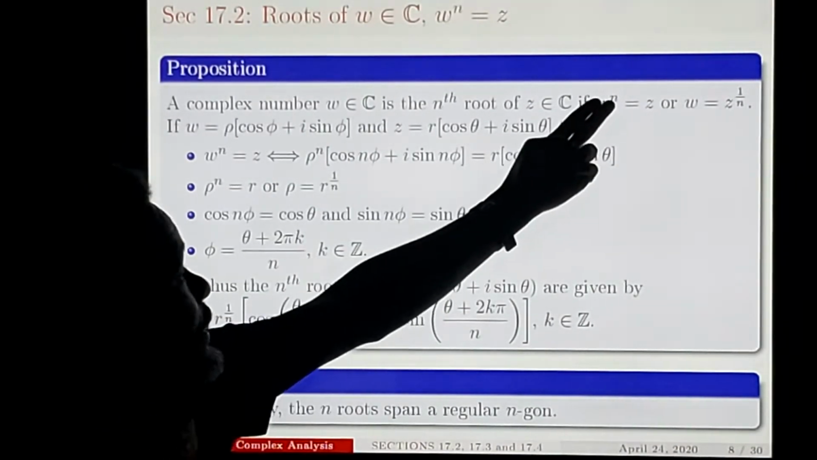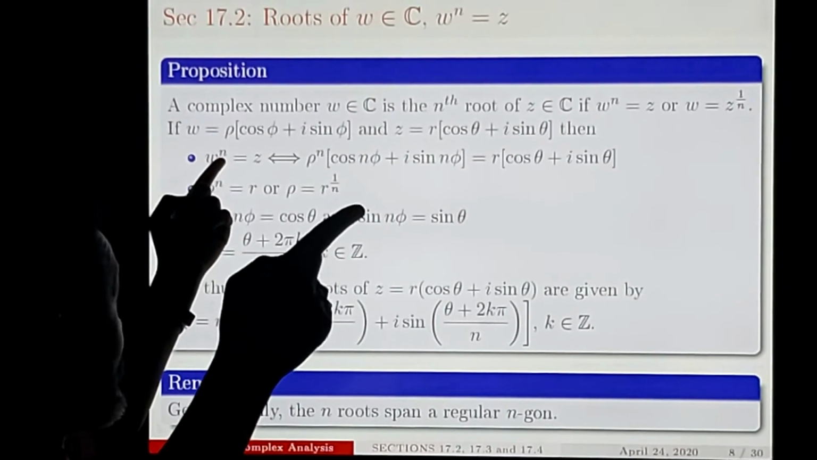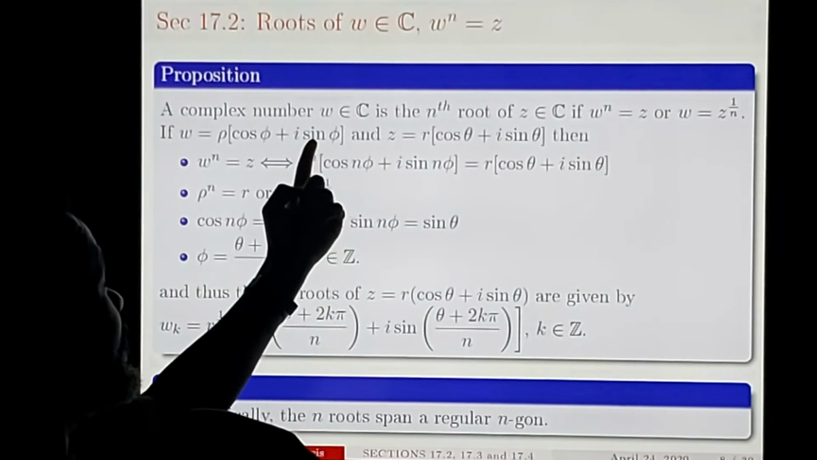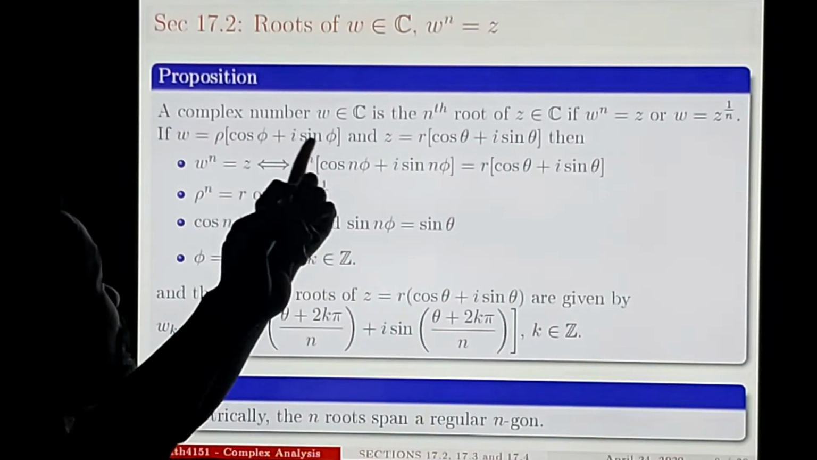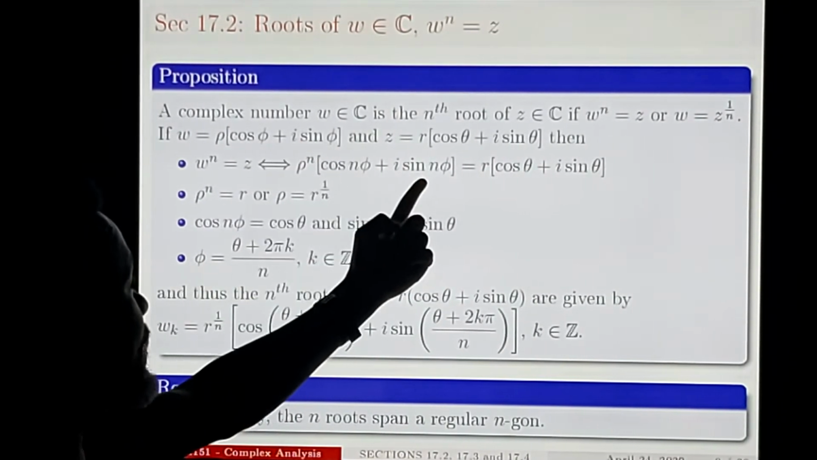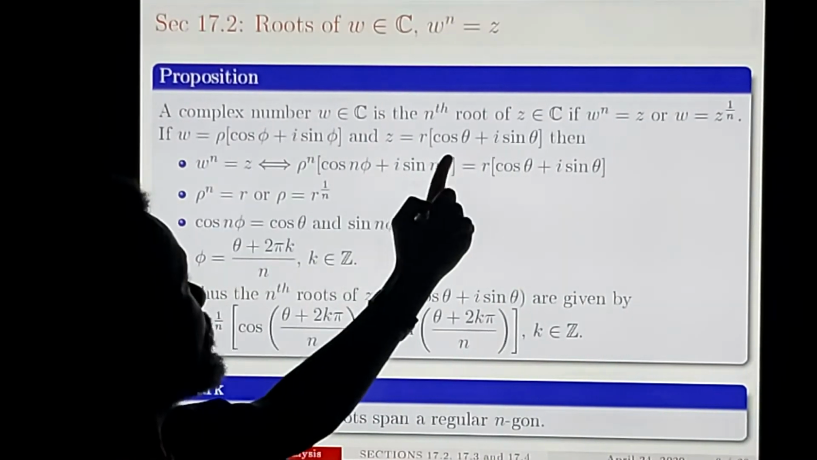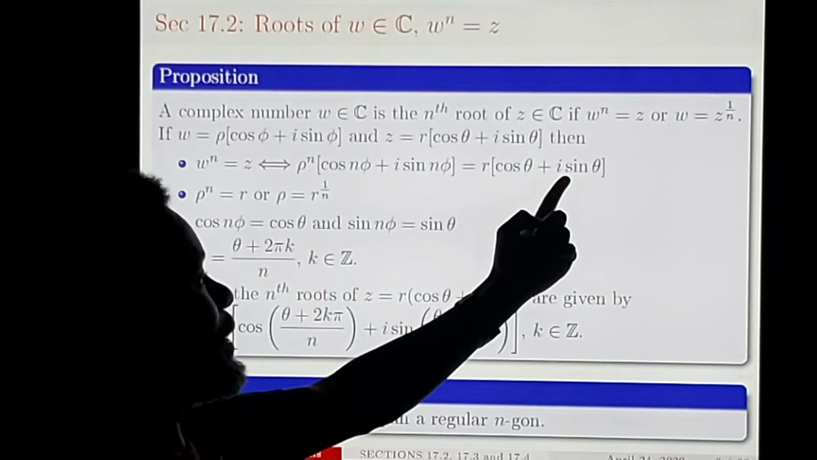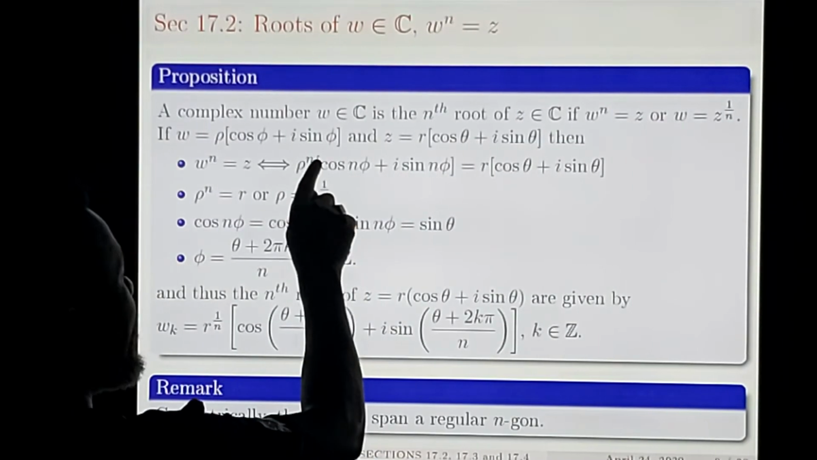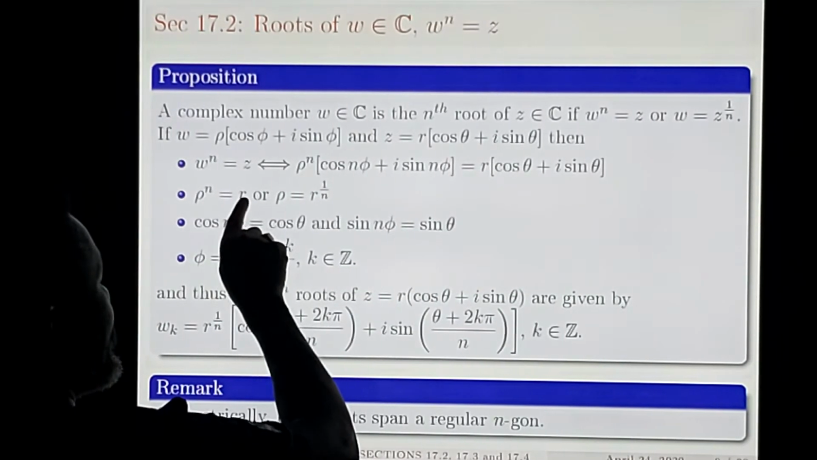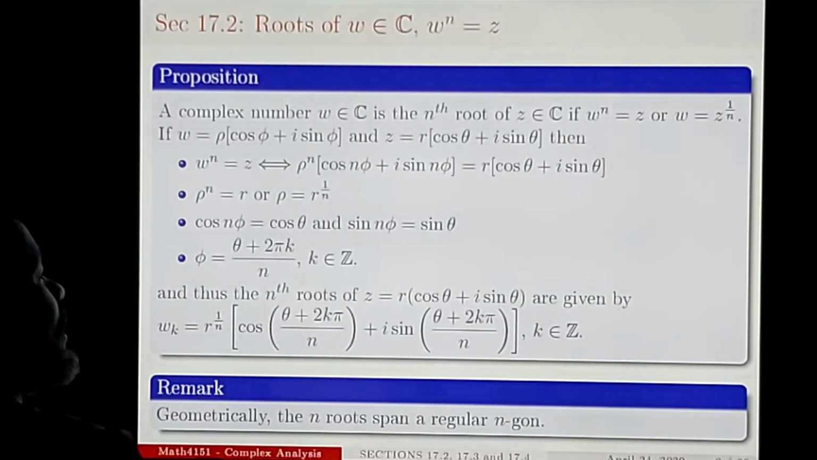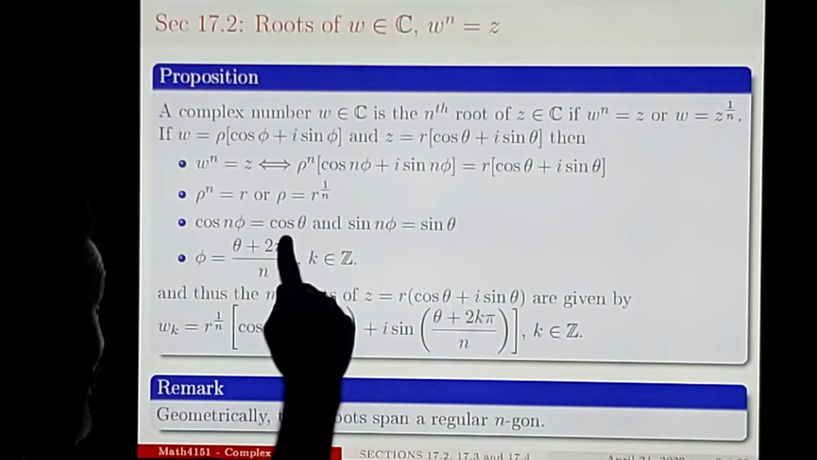Then, using this, we can just say that w to the n equals z is the same as, you raise this to power n. And then here we've done that. Power n of this, by De Moivre's theorem, will give you cos n phi plus i sin n phi. And this equals z, which is r cos theta plus i sin theta. Which means now we can just equate. We just equate that rho to the n equals r, or if you take the nth root, rho equals r to the power 1 over n.